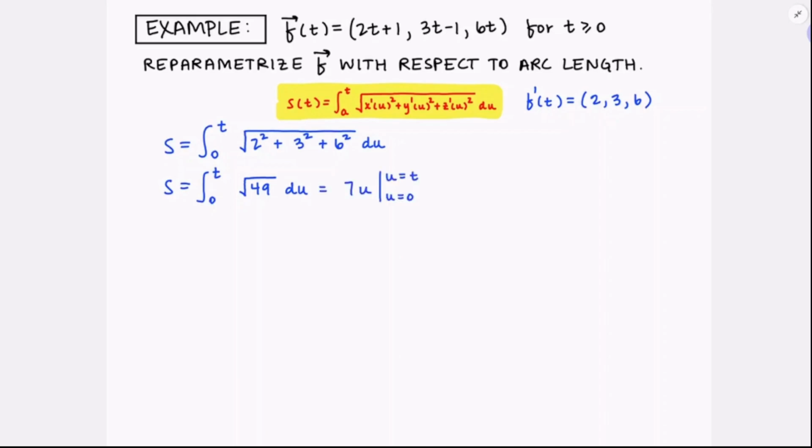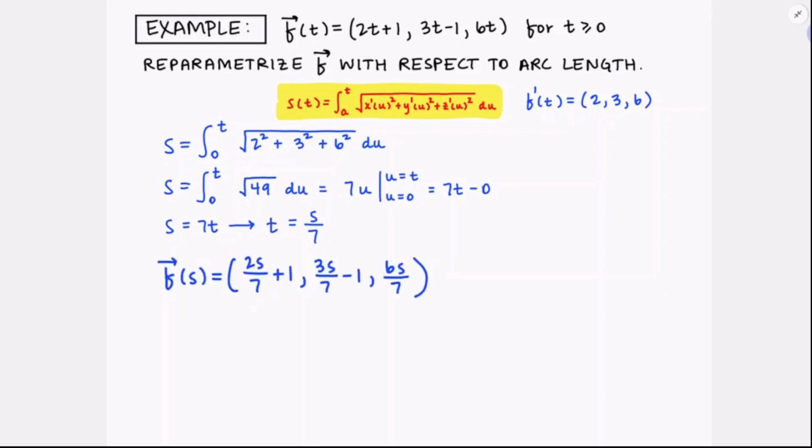And we're going to let u run from 0 up to t. And we're going to get 7t minus 0. And so that's telling me that s is equal to 7t. And if s is equal to 7t, then that means that t is equal to s divided by 7. And now what I'm going to do is plug in s divided by 7 wherever I see t in the formula for f. And this is what we would call reparametrized with respect to arc length.